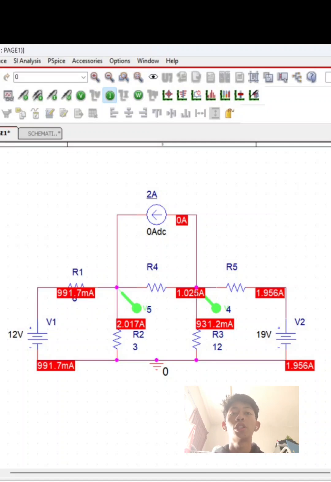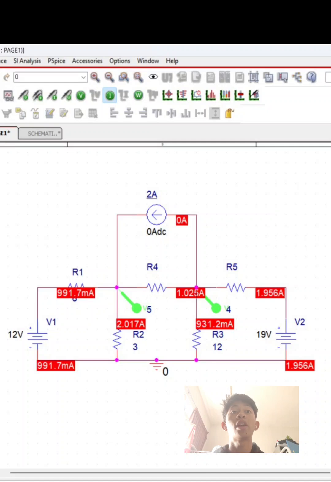Looking at the green voltage marker, node 1 shows a simulated voltage of 2.017 volt at V5, which closely matches our hand calculated V3 of 2 volt. And node 2 shows a simulated voltage of 931.2 millivolt at the V4, aligning with our calculated value.